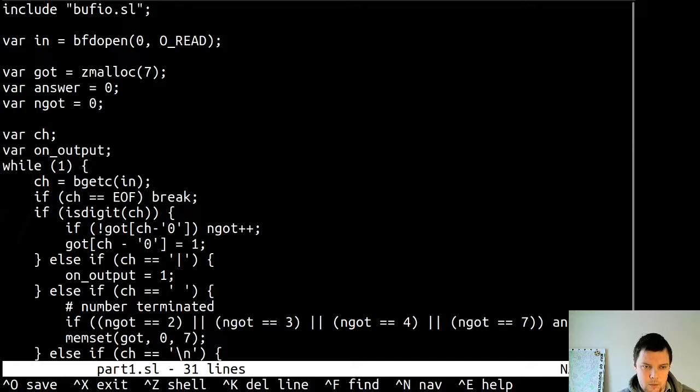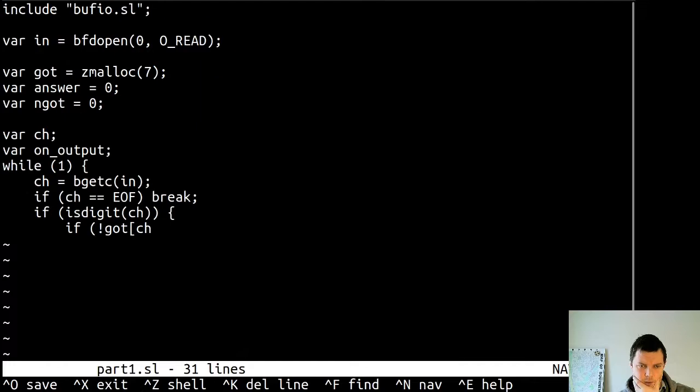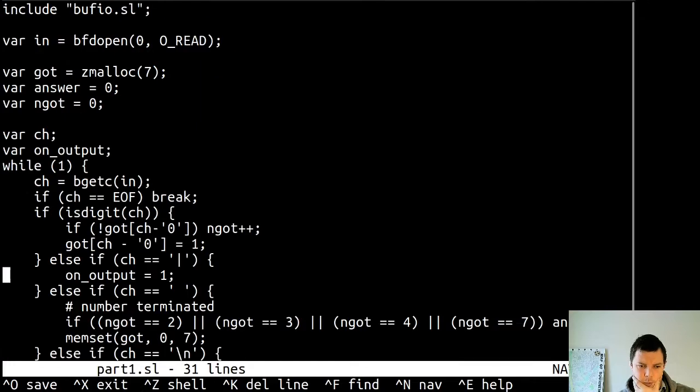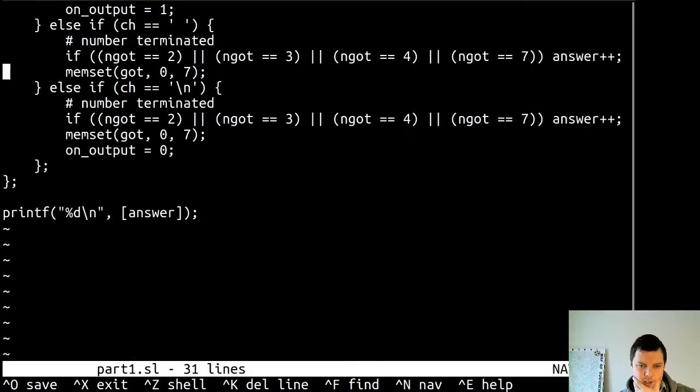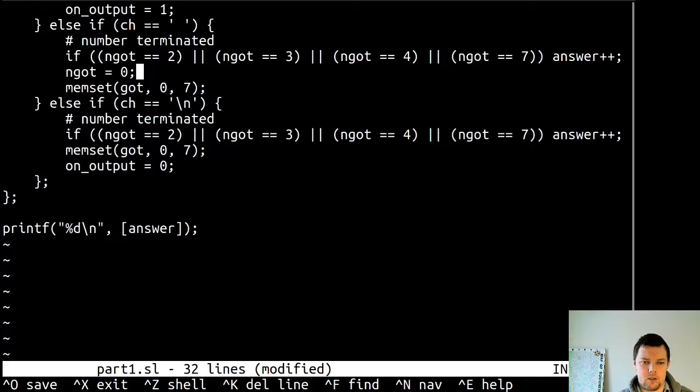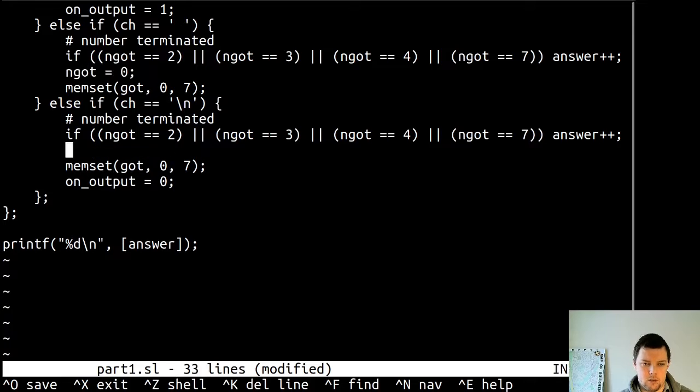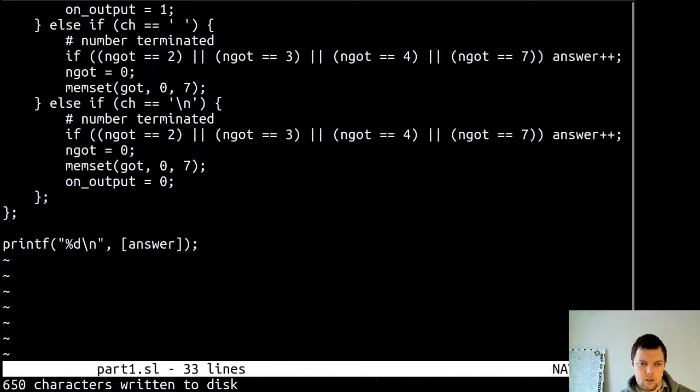It was asking for the number of them that are 1, 4, 7 or 8, wasn't it? Not the sum of the values 1, 4, 7 or 8 or something. So when we see a digit, we increase the number of digits we've got. When we see a pipe, we know we're on the output stage. When we see a space, if we're on the output stage, then we know we've terminated a number and we check how many digits we've got. N got equals 0 here. When we see a new line, we reset everything.